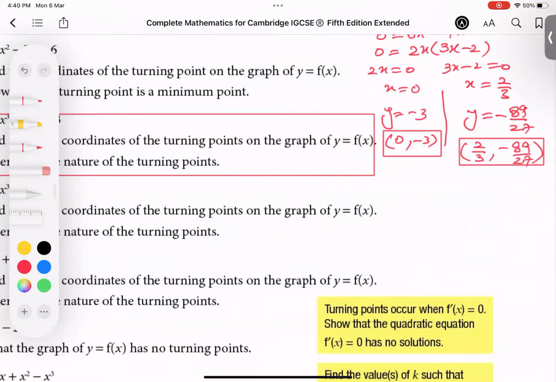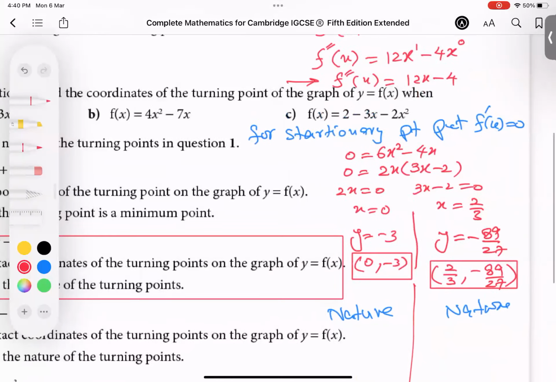Okay, now I'm finding the nature. Get ready, please. I give a title here for nature: Nature. This question I will do inshallah, and I will give one question for you to practice. Okay. So what to do?